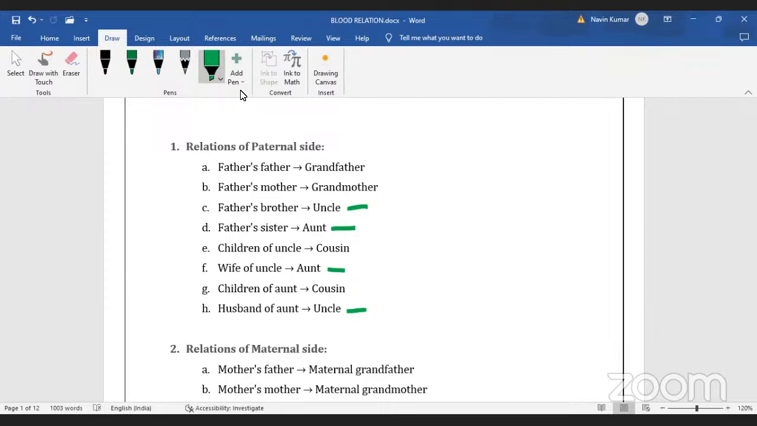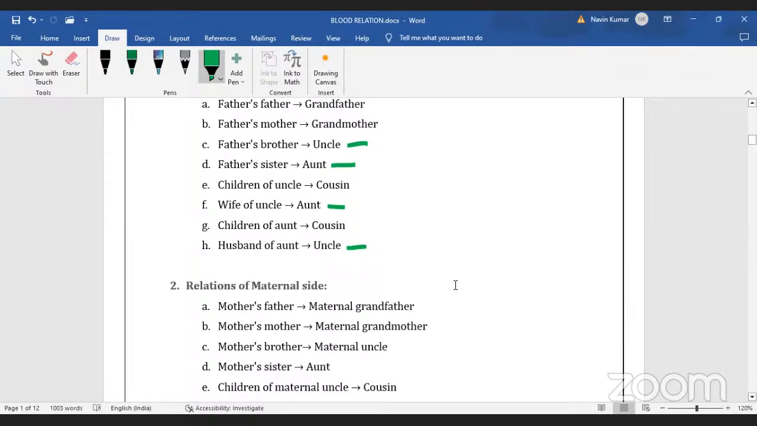By default, unless otherwise stated in the question, uncle means father's brother, and aunt means father's sister. But if something else is written, like your grandfather's daughter, that is aunt. Your uncle's wife, that is a different aunt. So it will be written in the question. But if it is not mentioned, by default what do you have to take? Uncle means father's brother, aunt means father's sister or wife of uncle. This is what you have to take.